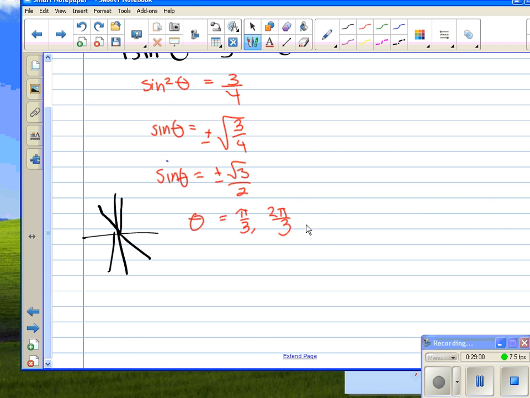2 pi over 3 in the third quadrant, 4 pi over 3, and okay. That would be the answer if they said find the values between 0 and 2 pi. But it says find all of the values of theta, which means I don't just want to swing around the circle 1 time. I don't just want to swing around twice or 3 times or 4 times. I need to swing around the circle an infinite amount of times.